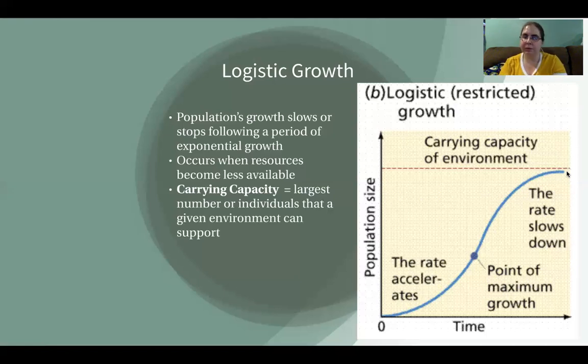As a result, the population growth slows down and the population will stabilize along what's called the carrying capacity. The carrying capacity is the largest number of individuals that a given environment can support. Now, typically what happens is it won't necessarily just go straight along that line. It'll kind of go up and down a little bit. Nice little transverse waves up and down.